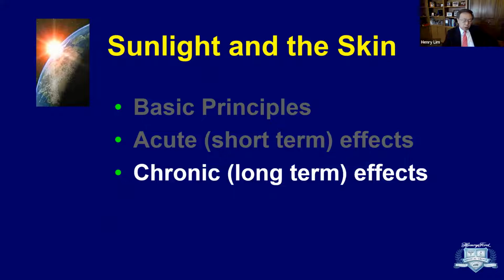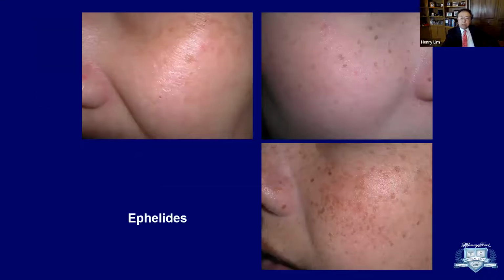So let me go over now the long-term. Those are all the short-term effects. Now let's go over the long-term effects of sunlight. And this would include the freckles that we all recognize. These are all on the sun-exposed areas of the skin. All skin types can be involved, but it's definitely much more noticeable in individuals with lighter skin types.